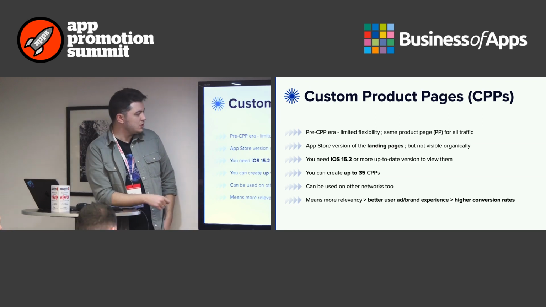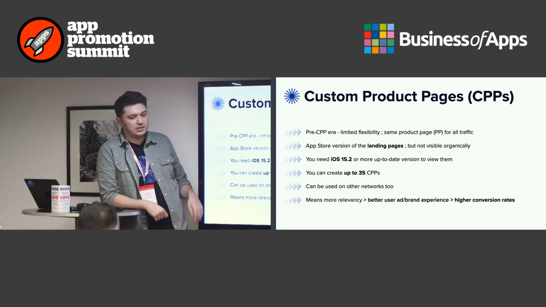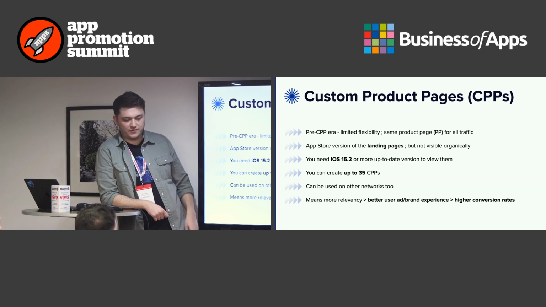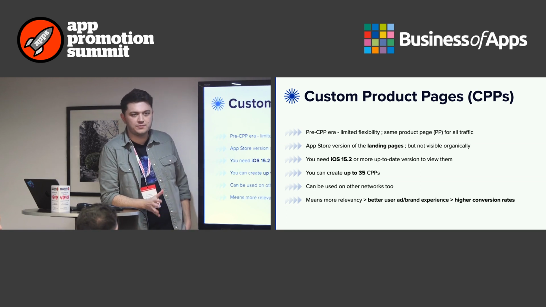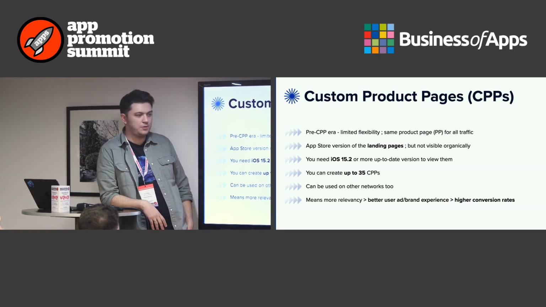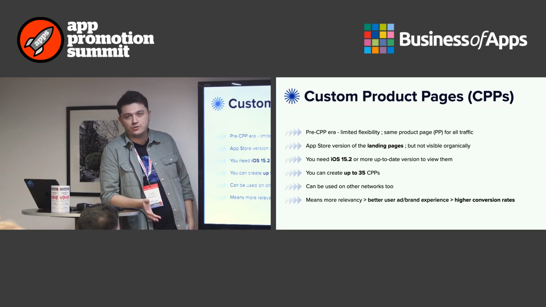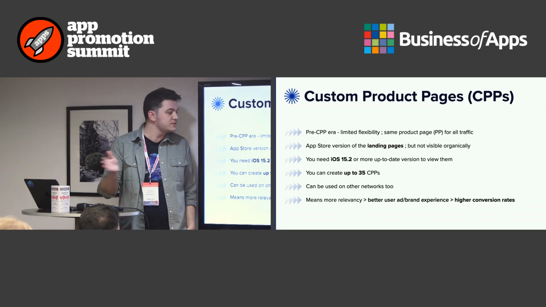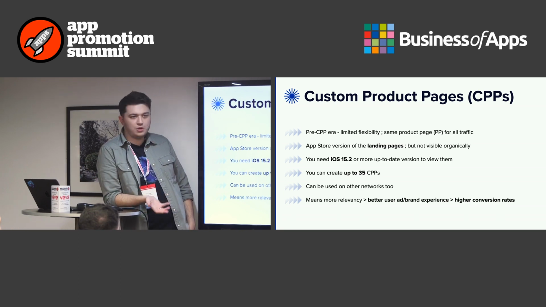All right. Before we went into the era of custom product pages, it was very limited. You had a bunch of keywords that you were organically ranking for, and you weren't able to customize anything. You weren't able to pop out any kind of offer. You weren't able to pop out any particular value without necessarily giving up on something else. So with that, it gives you an opportunity to do so.